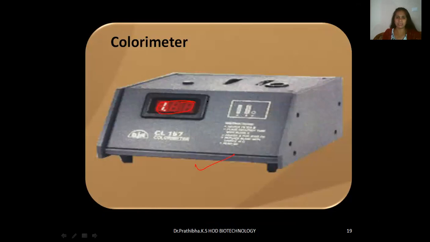OD, we can see here the display, and here you are going to place the cuvette. Whatever cuvette you take, you need to wipe the surface and place it here. And this is the knob. This knob over here is to adjust the filter, that is 540 nanometer. You need to adjust it by using this particular knob.